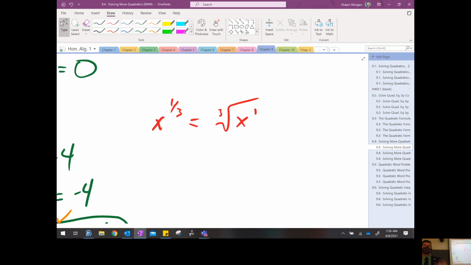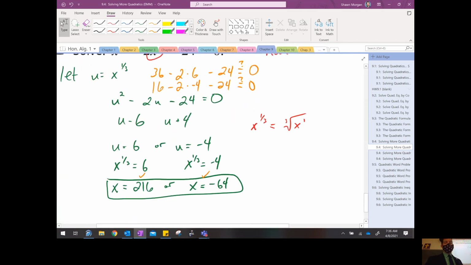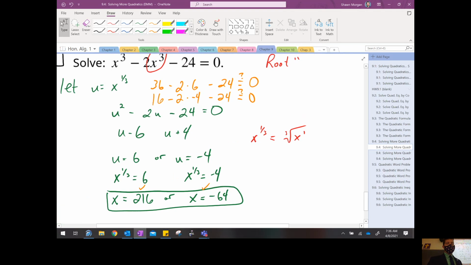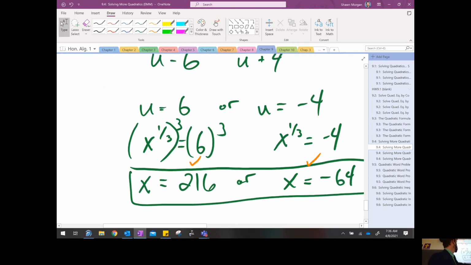Question: how did you go from x to the 1/3 equals 6 to x equals 216? Somebody said it over in this back region. You said cube everything, and that's exactly what we did. We raised both sides to the 3rd power, because raising x to the 1/3 to the 3rd, we multiply these exponents, and 1/3 times 3 is 1. Those cancel out and it just gives you x to the 1st power. And 6 cubed is 216, having memorized that. Similarly, we cubed everything on this side too. Those canceled. And -4 times -4 times -4 is -64.